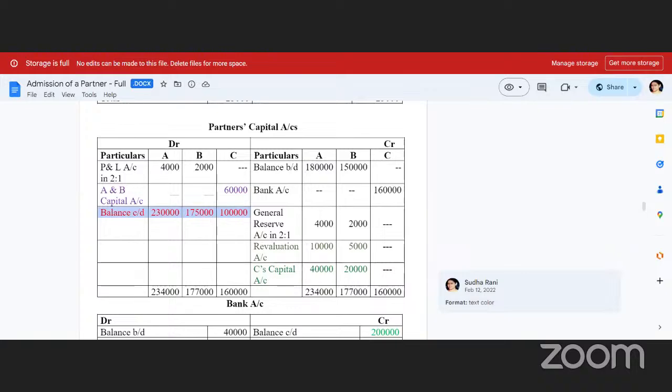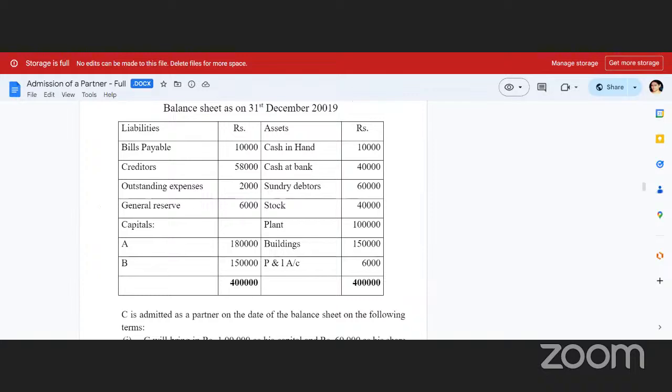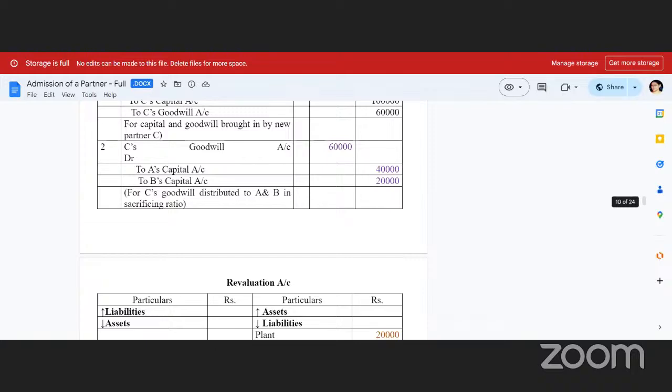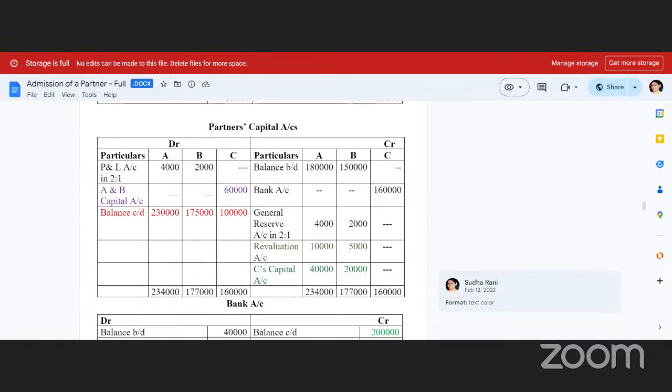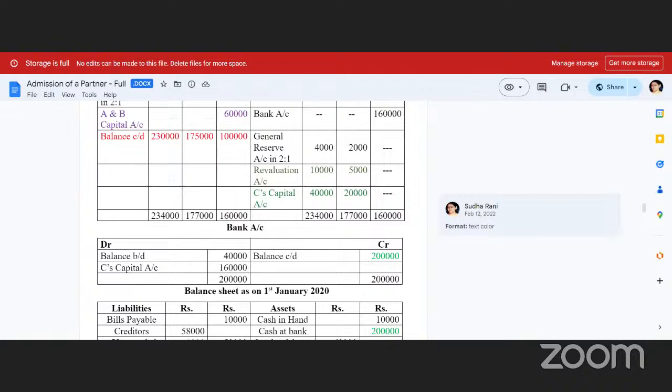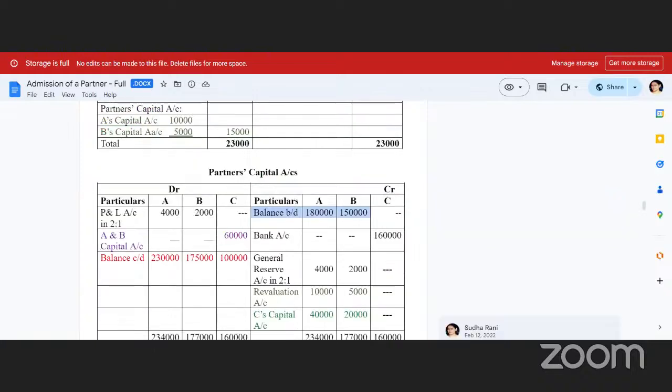Are you getting it? I'll repeat once again. From the question balance sheet, partners' capitals are not to be taken directly in the new balance sheet. Why? Because those capital balances we already took in the capital account, and to these balances we made some adjustments, right? So after those adjustments, whatever new balance you got, these balances will be taken in the new balance sheet. Understood now?